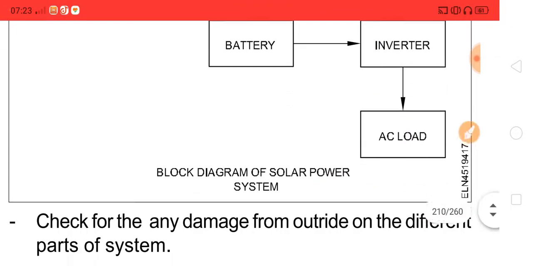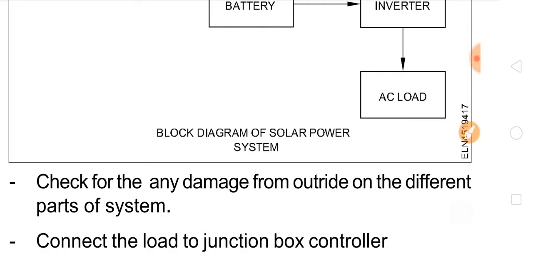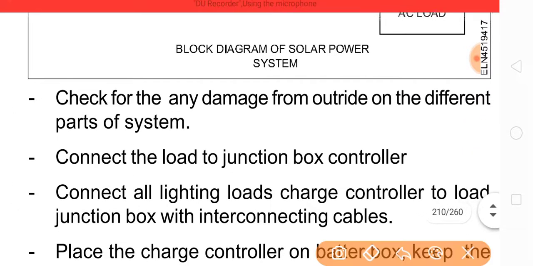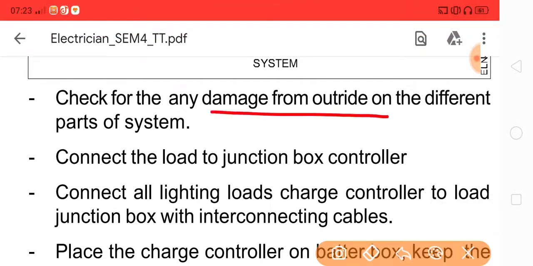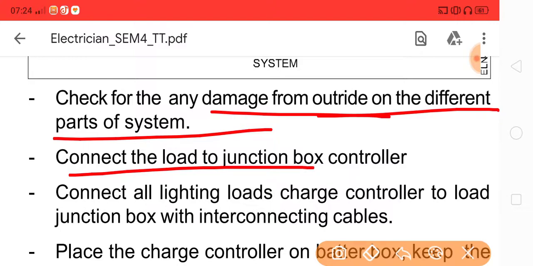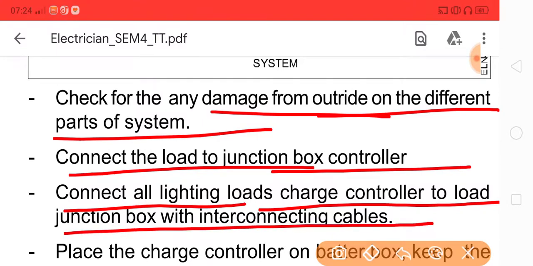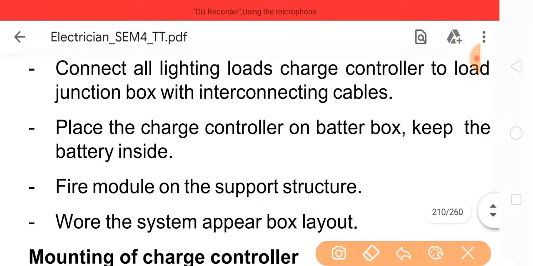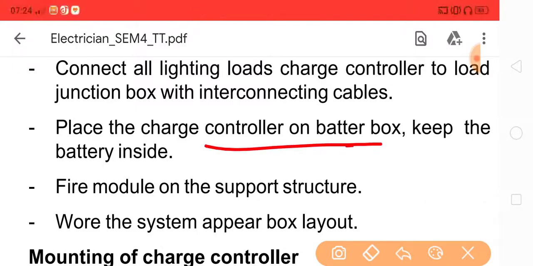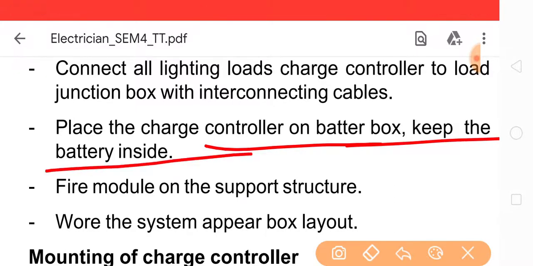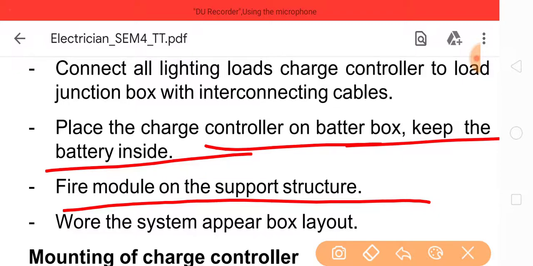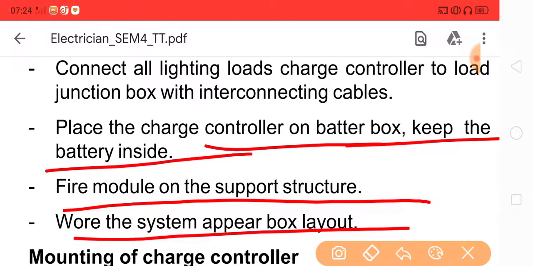Then block diagrams of the solar power system. Check for any damage on the different parts of the system. Connect the load junction box to the controller. Connect all lighting loads, charge controller to load junction box with the interconnecting cables. Place the charge controller on the box. Keep the battery inside. Fix the modules on the support structure. Note the system appliance box layout.